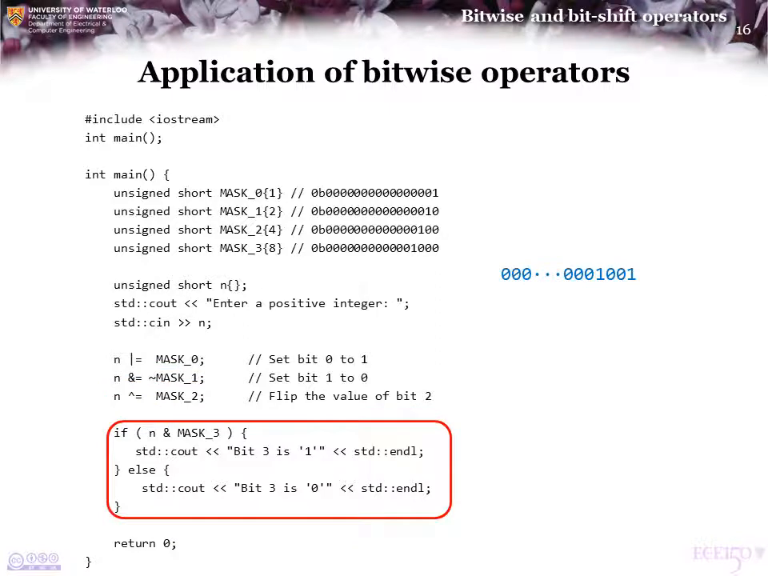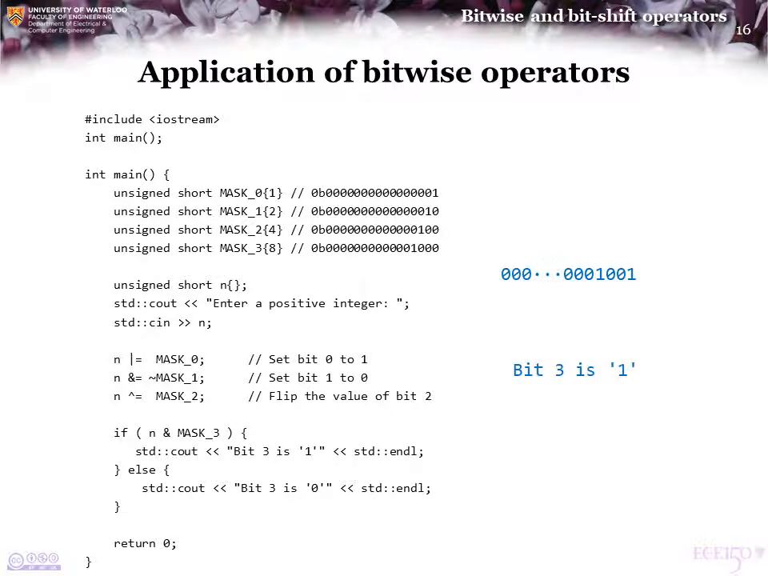Finally, I have a conditional statement. If n bitwise AND with mask 3, I will print the statement bit 3 is set to 1, otherwise I will print the statement bit 3 is set to 0. Well, in this case, bit 3 is indeed 1, and so therefore the condition is true, and bit 3 is 1 will be printed to the console output.